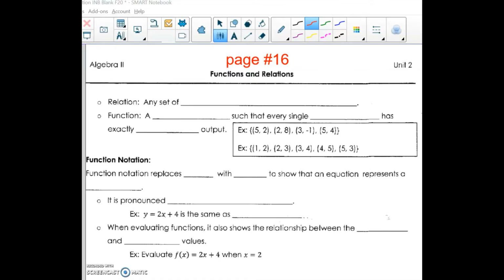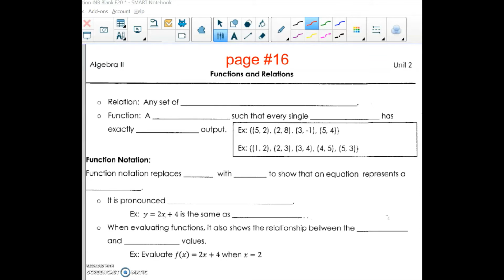Today we're going to look at functions and relations. More functions than relations. We've been looking at function characteristics. Now we're going to look at how we can add, subtract, multiply, and substitute functions inside of other functions and see what happens.